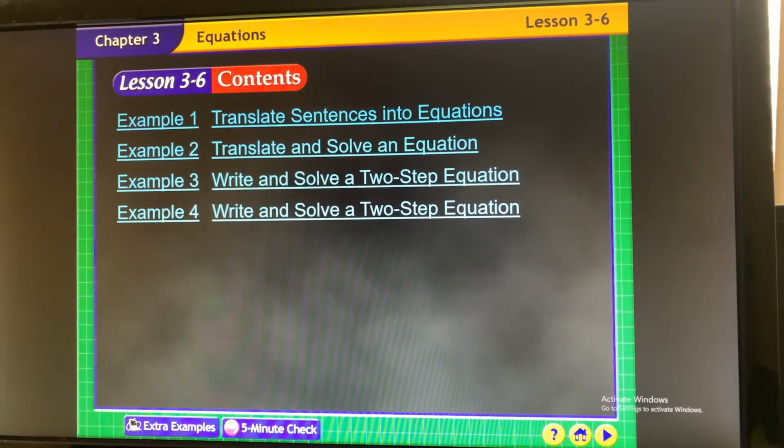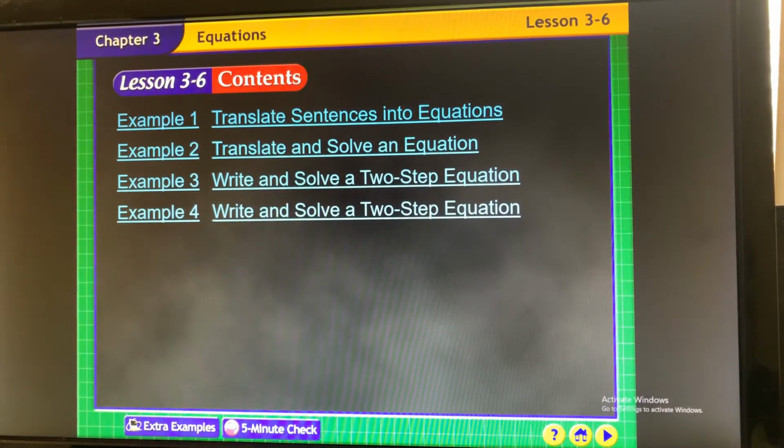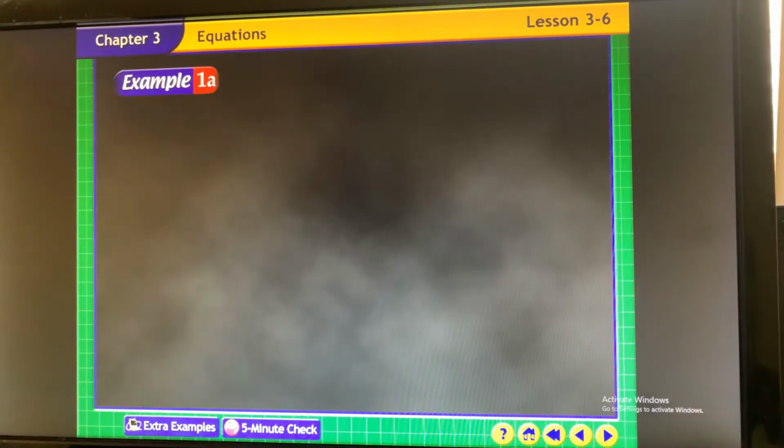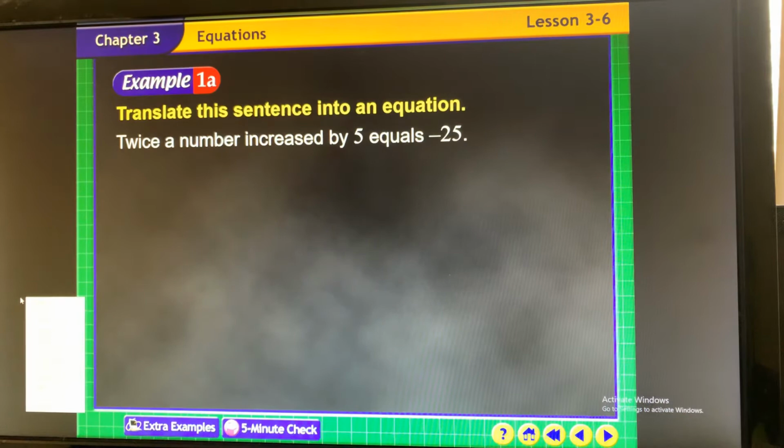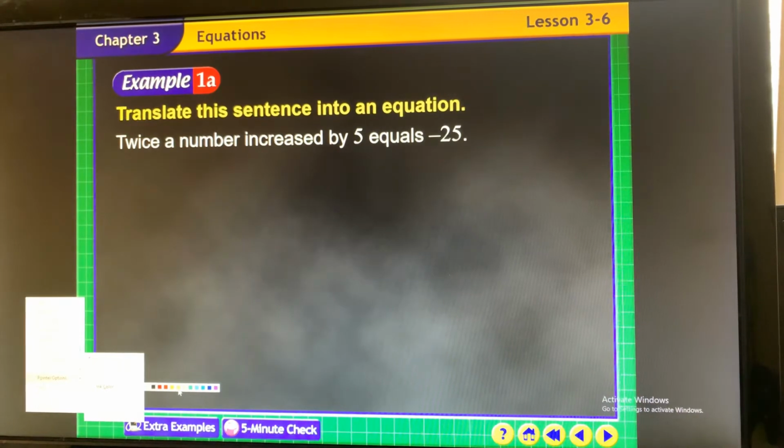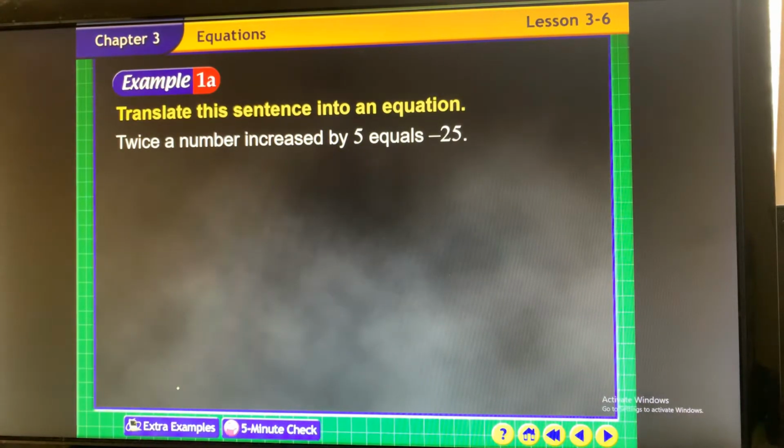Okay, we're gonna write, translate, and solve two-step equations. So basically it's just what we've done in the past chapters, chapter 1, chapter 2. We were always translating, only now we're translating, and we're gonna solve it with the process that I've taught you.